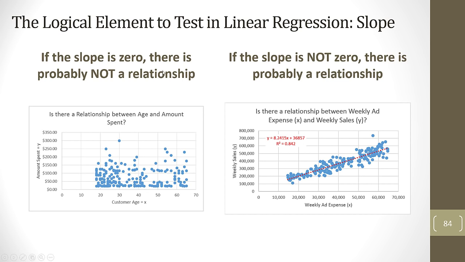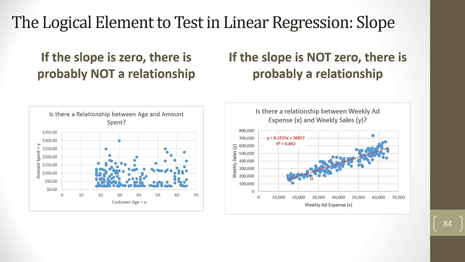So if the slope is 0, we're going to conclude there is probably not a relationship. If the slope is not 0, there is probably a relationship. So it's slope that we're going to test. Slope is 0, there's not a significant relationship. Slope not 0, we'll say there's a significant relationship.